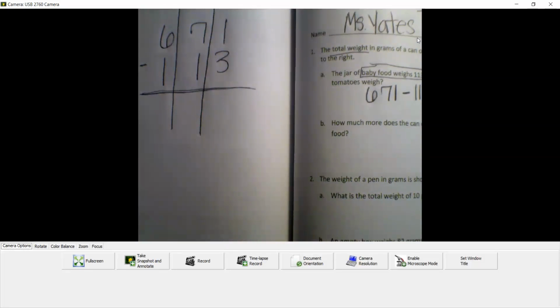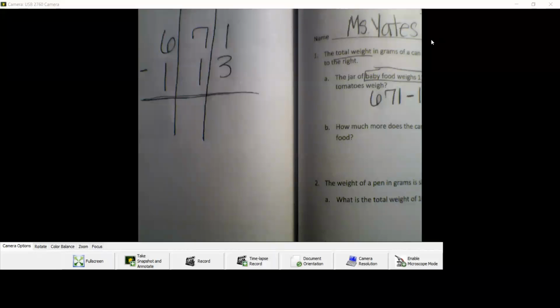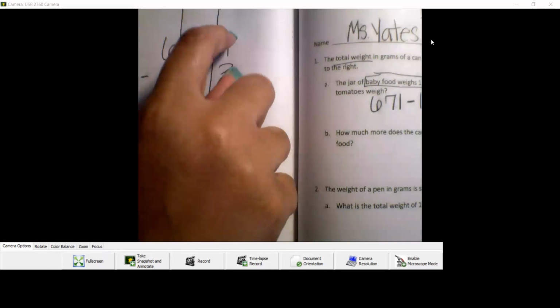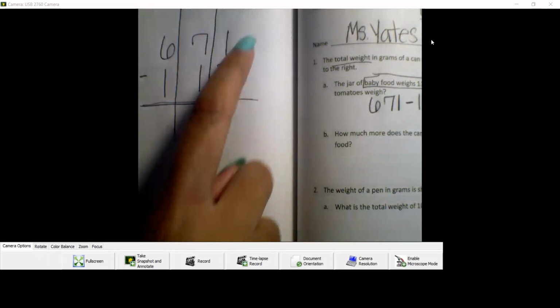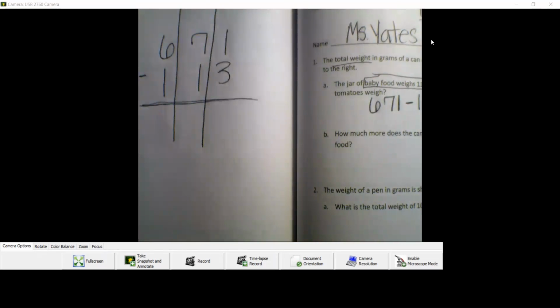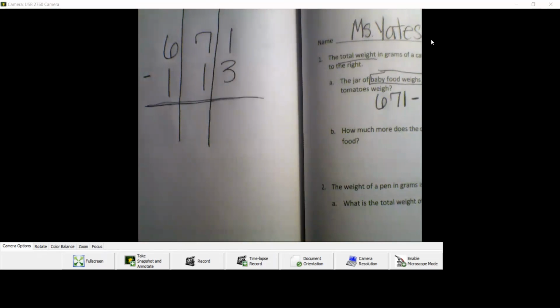Now, what is 1 minus 3? Think about that. Make sure that you're reading your numbers from top to bottom, and make sure you're starting in the ones place. Always start in the ones place and read your number from top to bottom. It's not asking you what's 3 minus 1. It's asking you what is 1 minus 3.